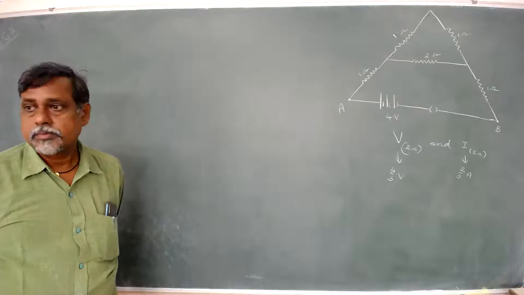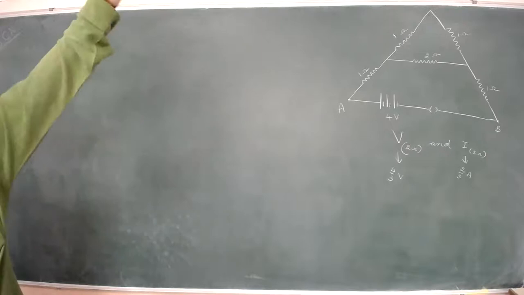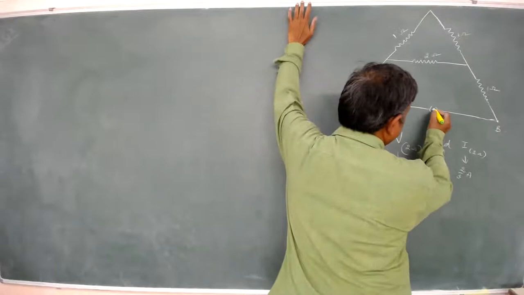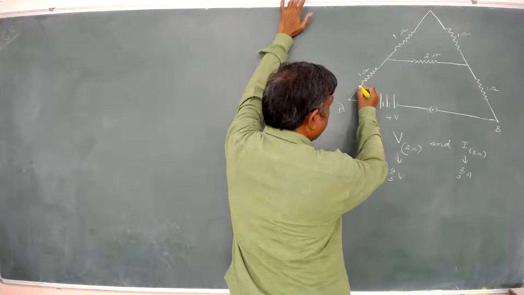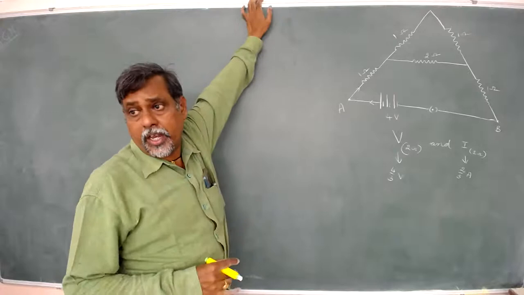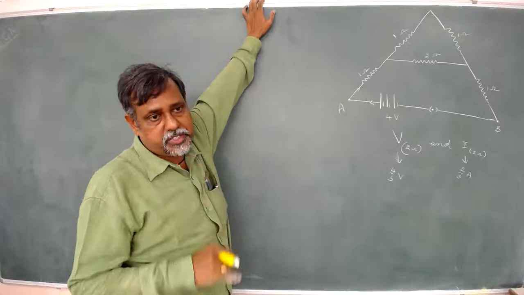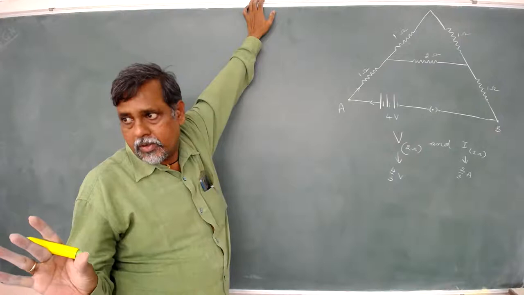Okay, let me explain. Look at this again. In this situation, the moment you plug the key, the electric current will be passing. I told you how to identify the series combination and parallel combination. Wherever current splits, there is parallel. Wherever current is same, there is series.